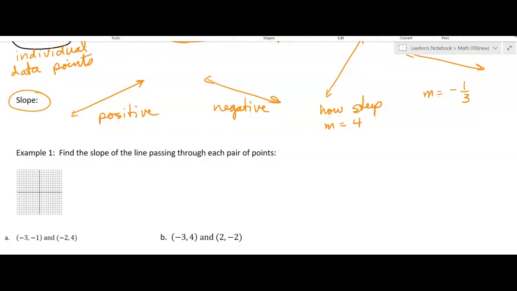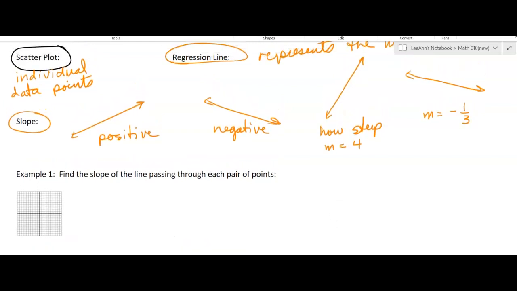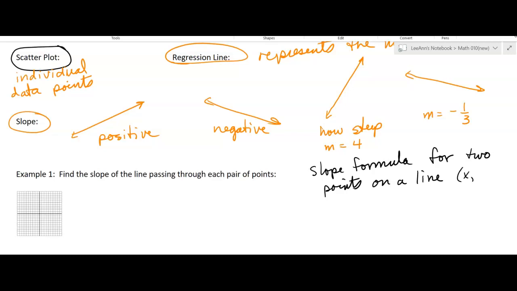Okay, so we have a way to calculate slope. There's what's called a slope formula. And the slope formula goes like this. If you have, let's see, I used up all my space in my writing. So the slope formula: you have to have 2 points on a line. And those points are going to be x sub 1, comma y sub 1, and x sub 2, comma y sub 2.